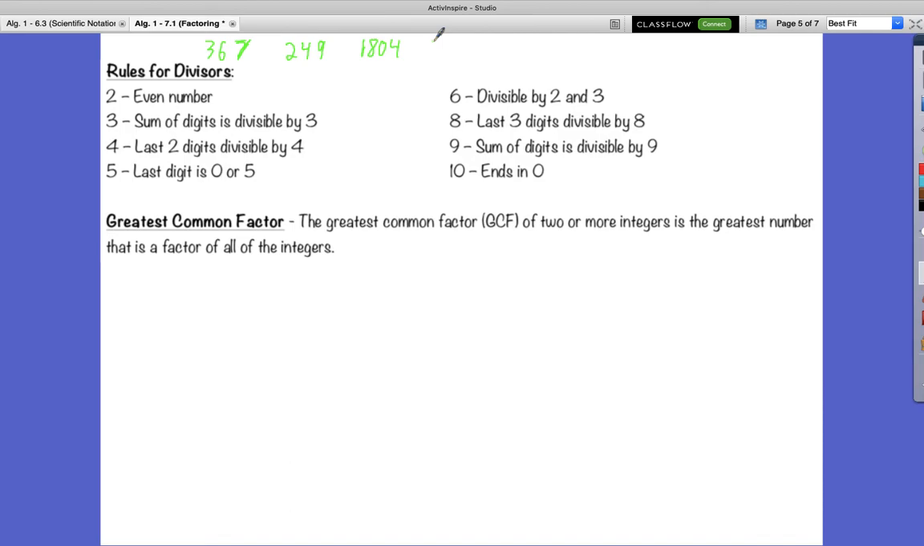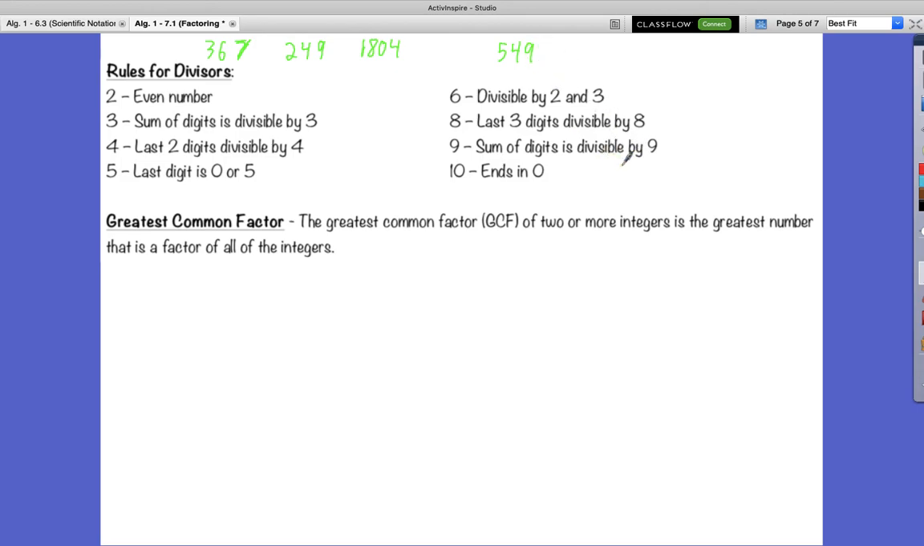9: the sum of digits is divisible by 9. So it's the same as the 3 trick, but it has to be divisible by 9. Here, what's 2 plus 4? 6. What's 6 plus 9? 15. Is 15 divisible by 9? No, so this number is not divisible by 9. But if you give me another number, let's say 549. What's 5 plus 4? 9. What's 9 plus 9? 18. Is 18 divisible by 9? Yes, so this number is divisible by 9.